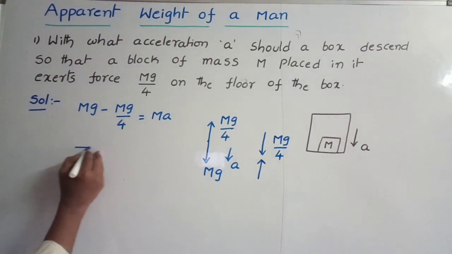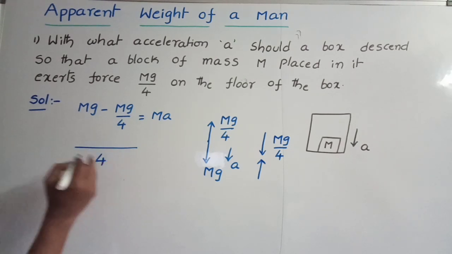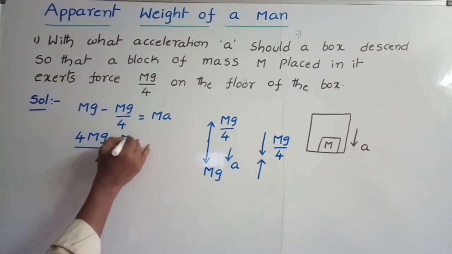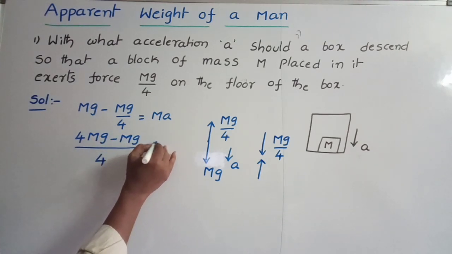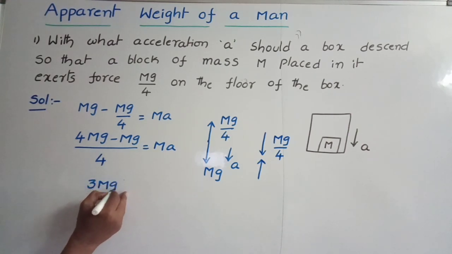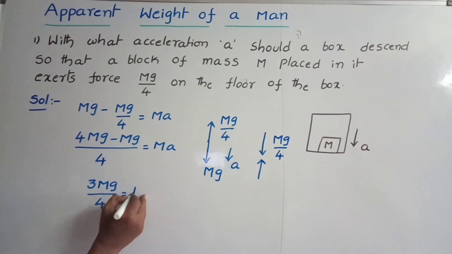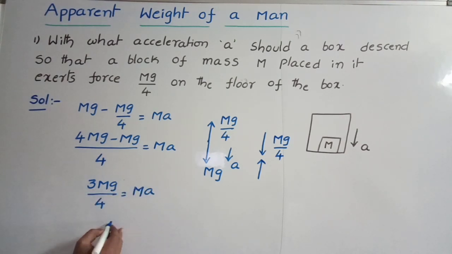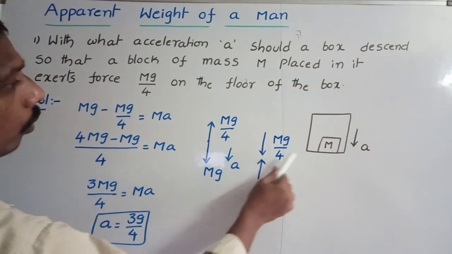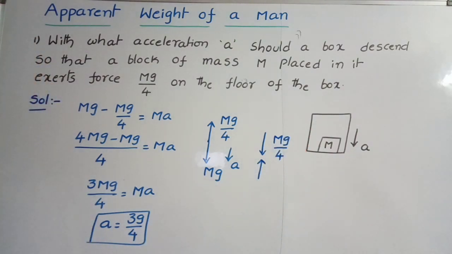So from this, 4 is the LCM, here we get 4mg minus mg is equal to ma. From this, 3mg by 4 is equal to ma. Here m gets cancelled. Finally we get acceleration a is equal to 3g by 4. If the box is moving with this acceleration, then the block exerts mg by 4 force on the floor.